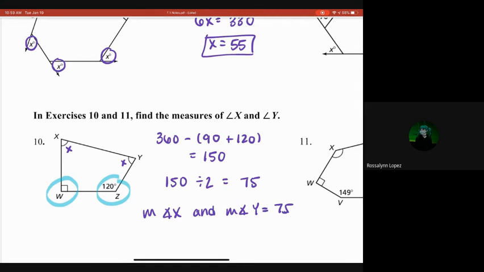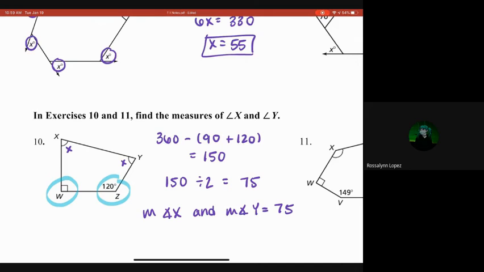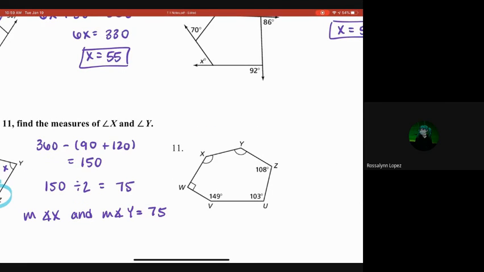That's just one way. If you're a formula type of person, you can do a formula, right? X plus 120 plus 90. Whatever you like better. Okay, so number 11 is the exact same idea. X and y are the same thing, right? How can I tell they're congruent? The little arcs, right? So I can do the same thing here.